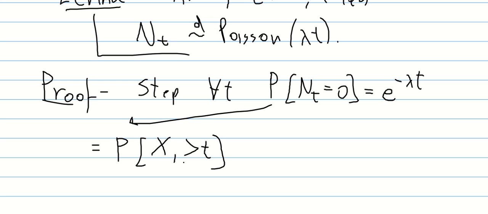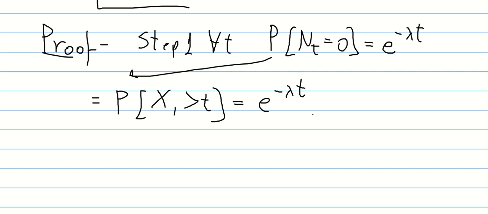Because if the first visit comes after t, there was no visit until time t. And if there was no visit until time t, the first visit comes after t. So it's a bijection. And since this is an exponential random variable with parameter lambda, it is exactly what I mentioned. Okay, so step 1 was easy.